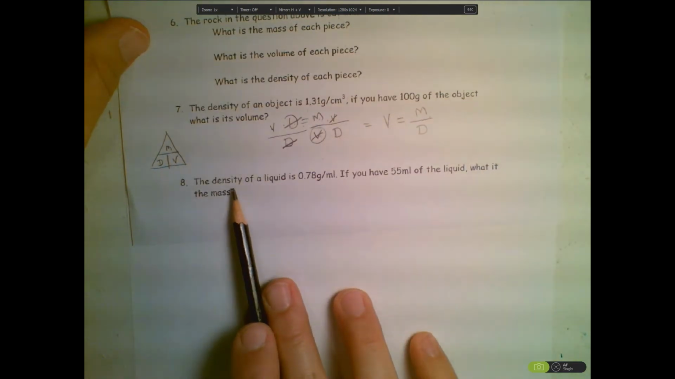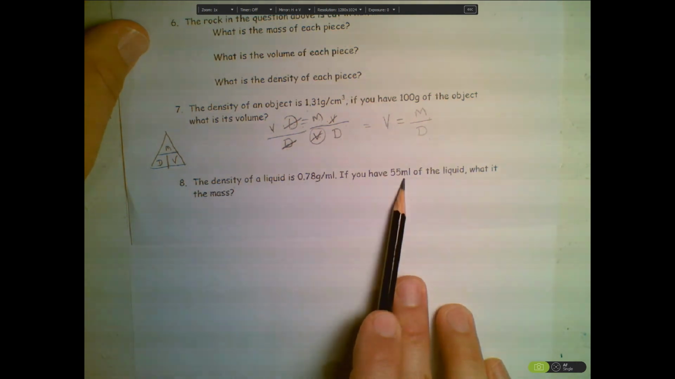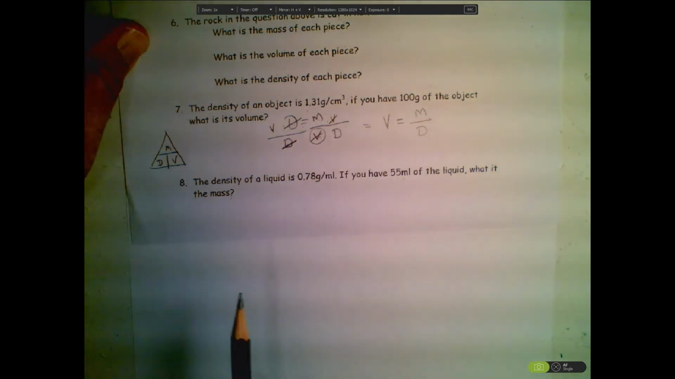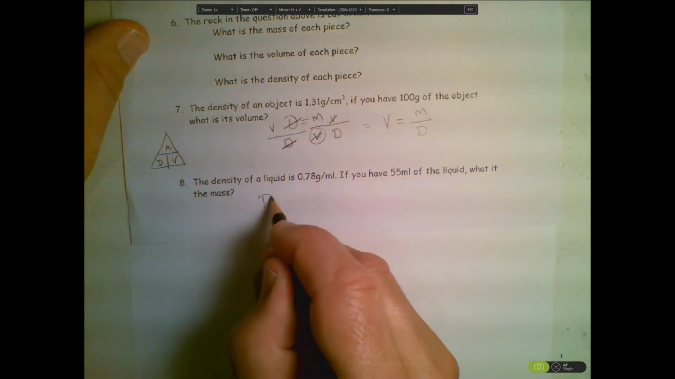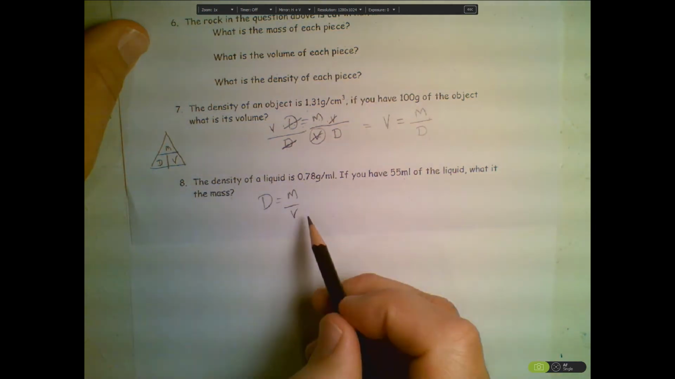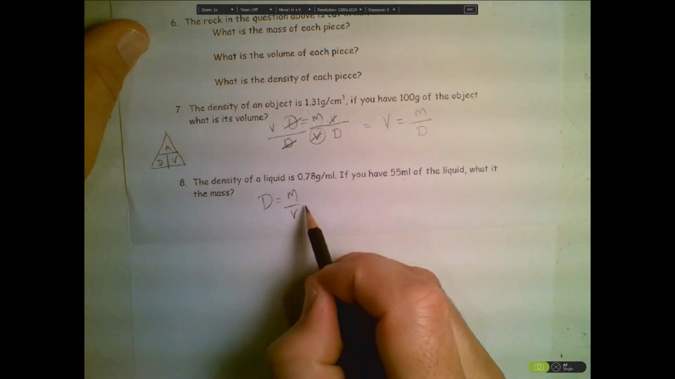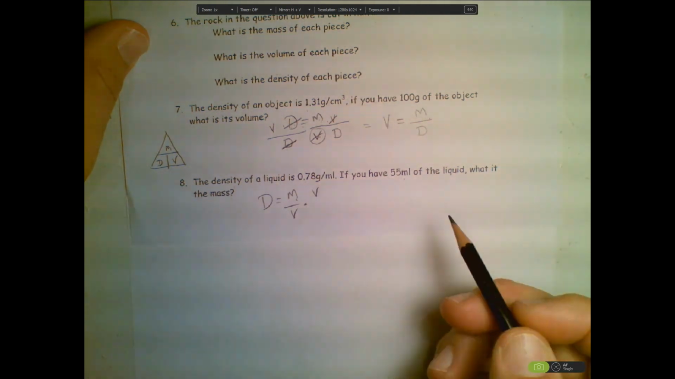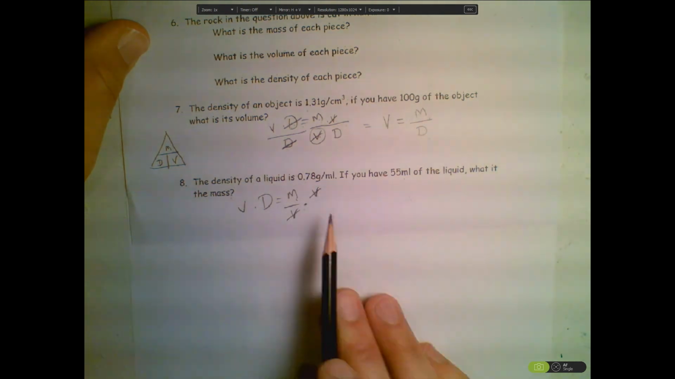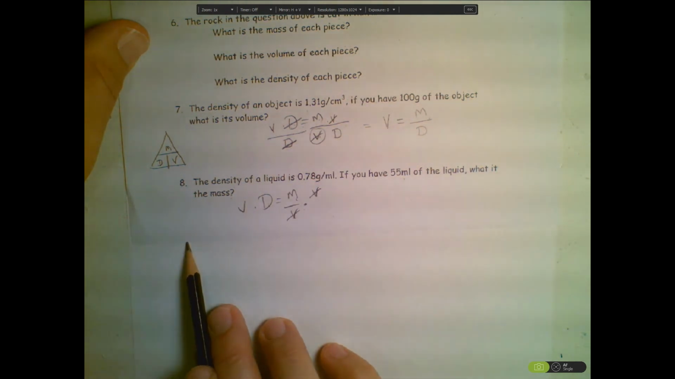For question number 8, again, they give me the density. They give me the volume this time. Now I need to know the mass. So you can do it the algebraic way. Density is mass over volume. I want to find the mass, so I need to get M by itself. I'm dividing by V, so I need to do the mathematical opposite, which is multiply by V. V on the top and bottom will cancel. M equals D times V.